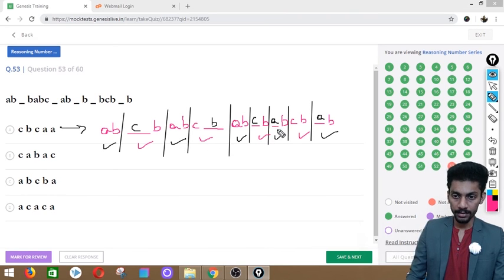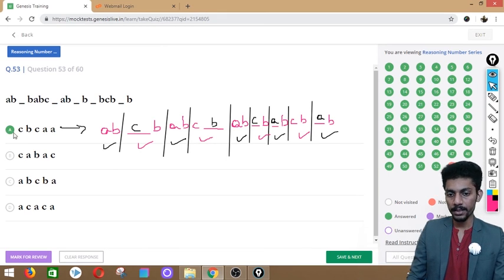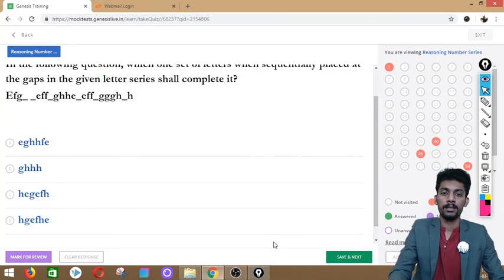Even though it is alternative, the pattern followed is similar. There is no mismatch at all. Correct? So AB, CB, AB, CB, AB, CB, AB, CB and AB. That pattern is followed from option A. So the right answer is option A. Okay? Mark the answer and go for next question.